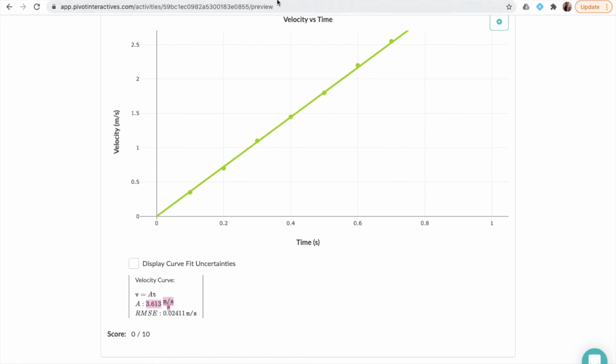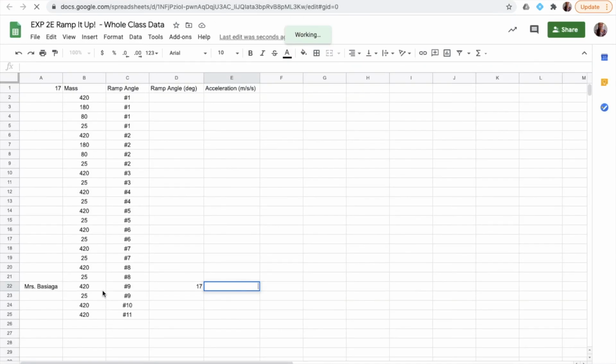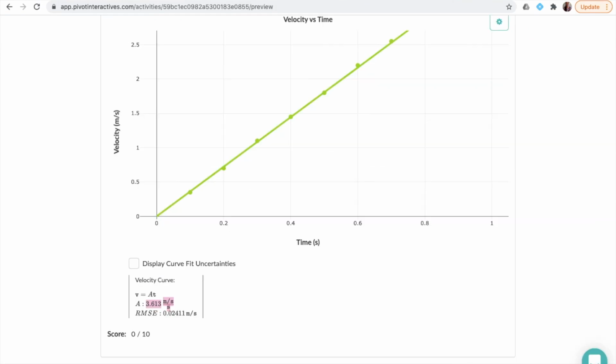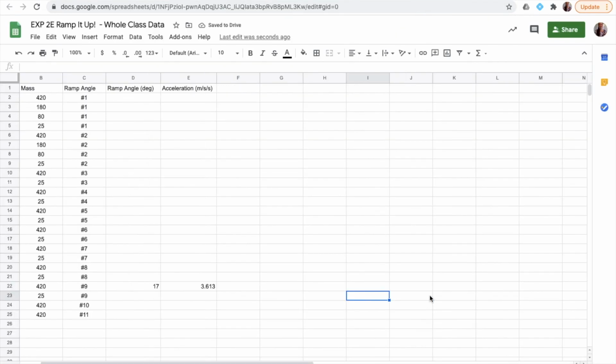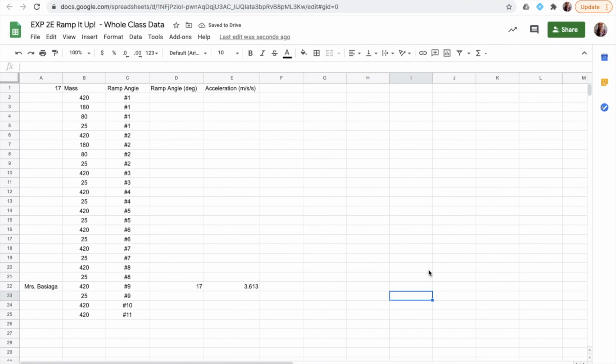So on the class trial then, I did trial 420 grams at number 9 angle. The number 9 angle was 17 degrees and the acceleration I got at the end was 3.613. And that's all we need for now, folks. Best of luck.